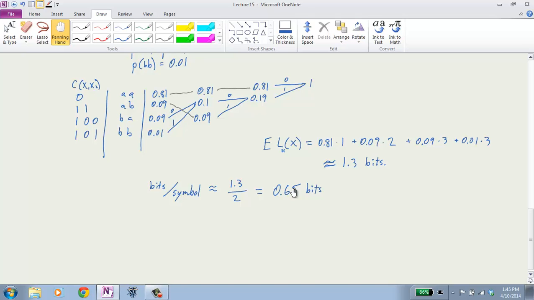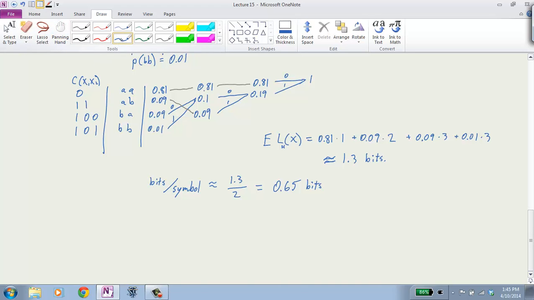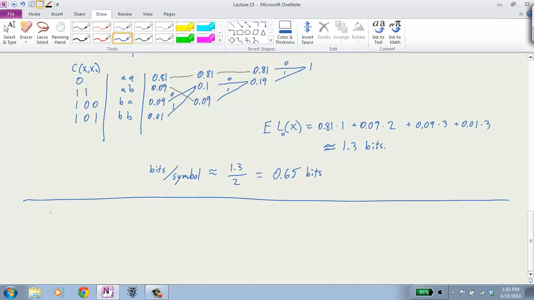Bigger blocks. Do you think if we took the blocks big enough, we'd get arbitrarily close to the entropy? I saw some yeses and nos. So let's see. Let's look at bounds for longer blocks. Not for this particular problem, just in general.